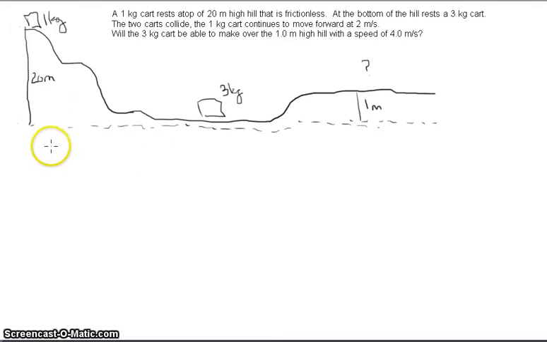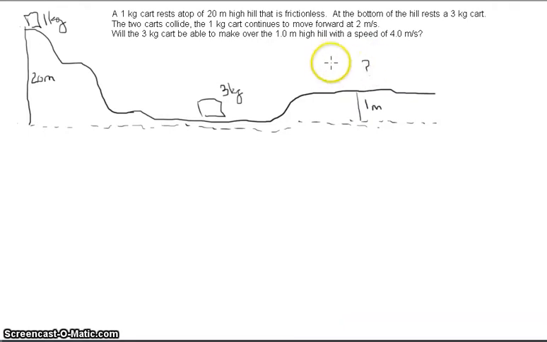Okay, the really poor drawing you have in front of you is the following. A 1 kilogram cart rests atop a 20-meter high hill that is frictionless. At the bottom rests a 3 kilogram cart. The two carts collide. The 1 kilogram cart continues to move forward at 2 meters per second. Will the 3 kilogram cart be able to make it over the 1 meter high hill with a speed of 4 meters per second? So essentially, we're looking for the velocity after the collision of the 3 kilogram cart to see if it gets up over that 1 meter high hill.